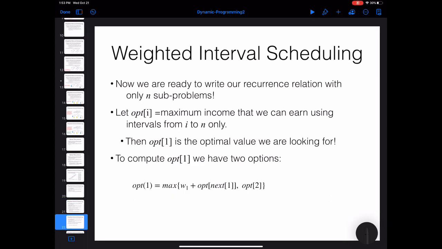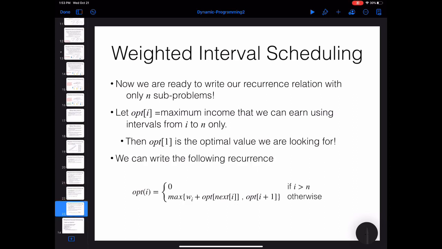So this is going to be the final recursive relation. These are the two options that I mentioned. This is going to be the general formula for i, right? You either take job i or you are not going to take it. If you don't take i, you can simply go and take the next job, so from the next job to the end.